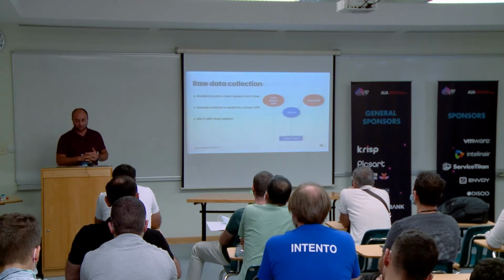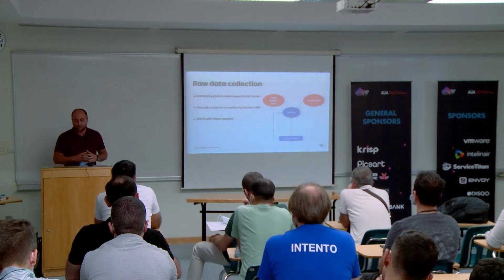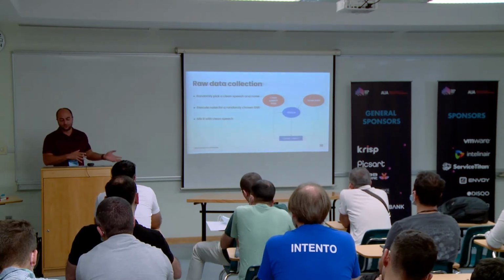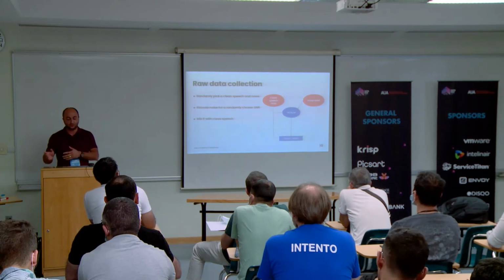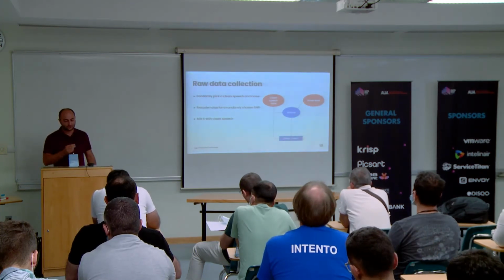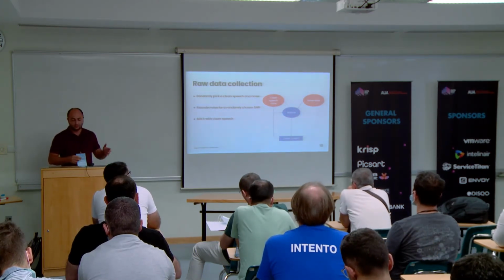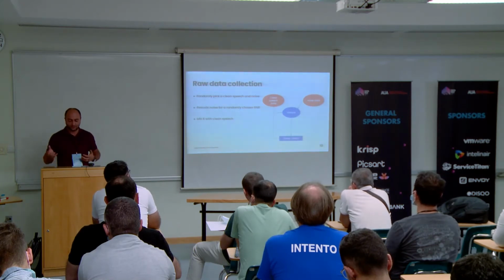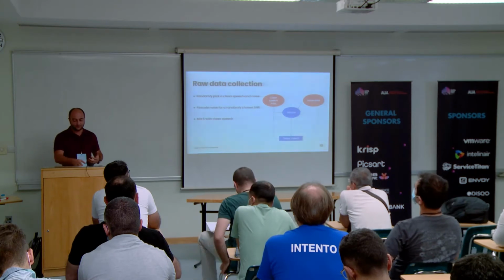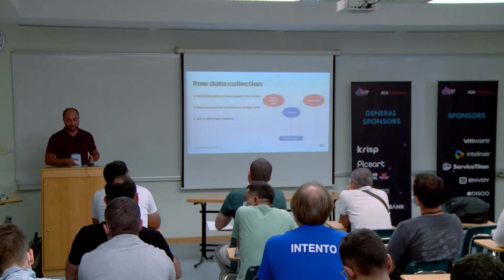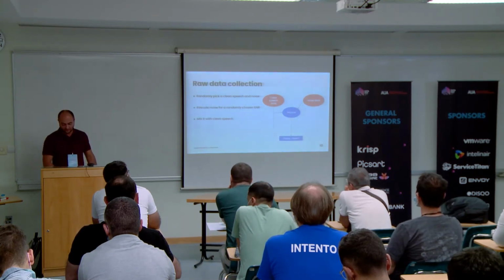So the first step is raw data collection. We have a big data set of speech signals and noise recordings, and to generate a training raw data sample, we randomly pick clean speech, then randomly pick a noise signal, mix them with a randomly chosen signal-to-noise ratio, and we get a noisy-clean pair.